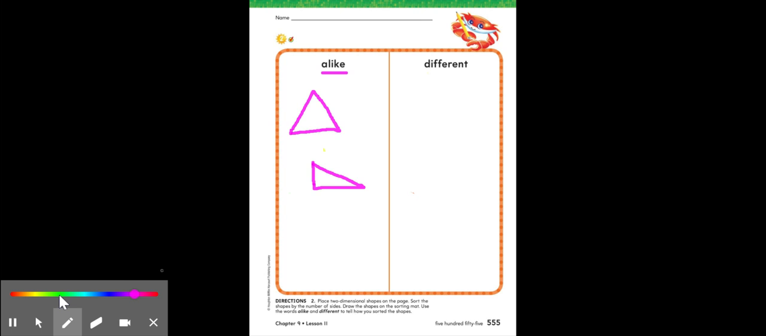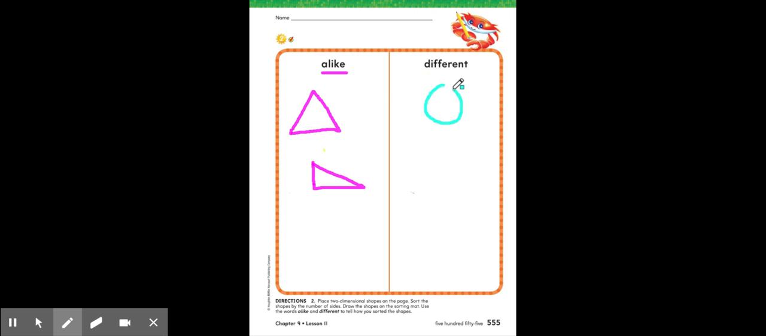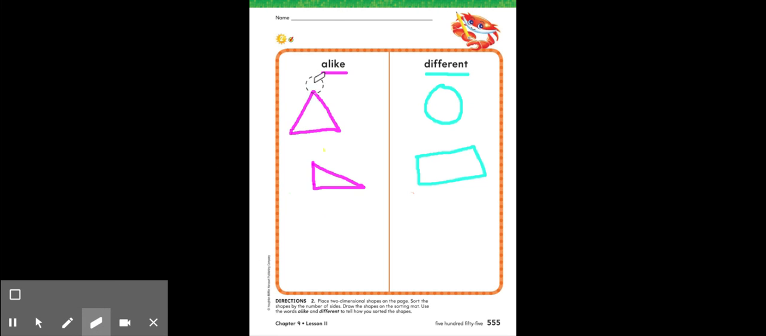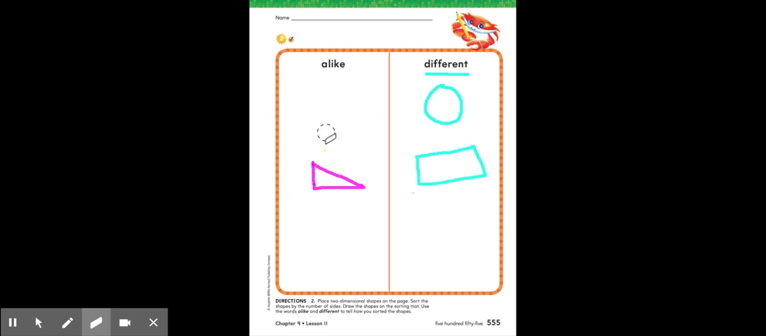Now think about which shapes are different than a triangle. Right, a circle is different than a triangle because it has no straight sides. It does not have 3. It has none. It has a curve instead. Now, a rectangle is also different than a triangle because it does not have 3 straight sides either. It has 4. So remember, you can be creative and draw more than 2 shapes in each section, but I'm going to stop here so that you have time to practice independently.